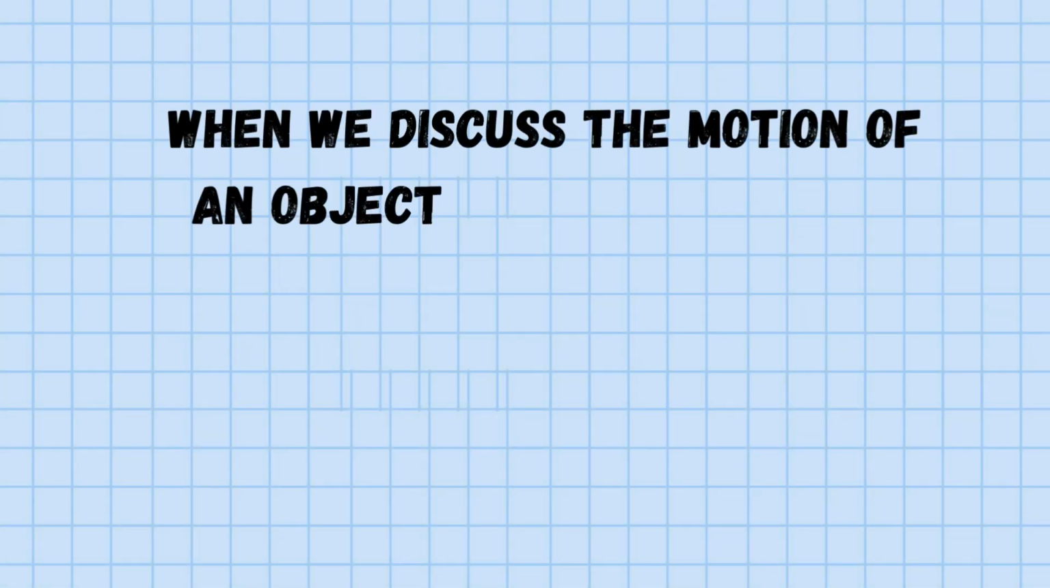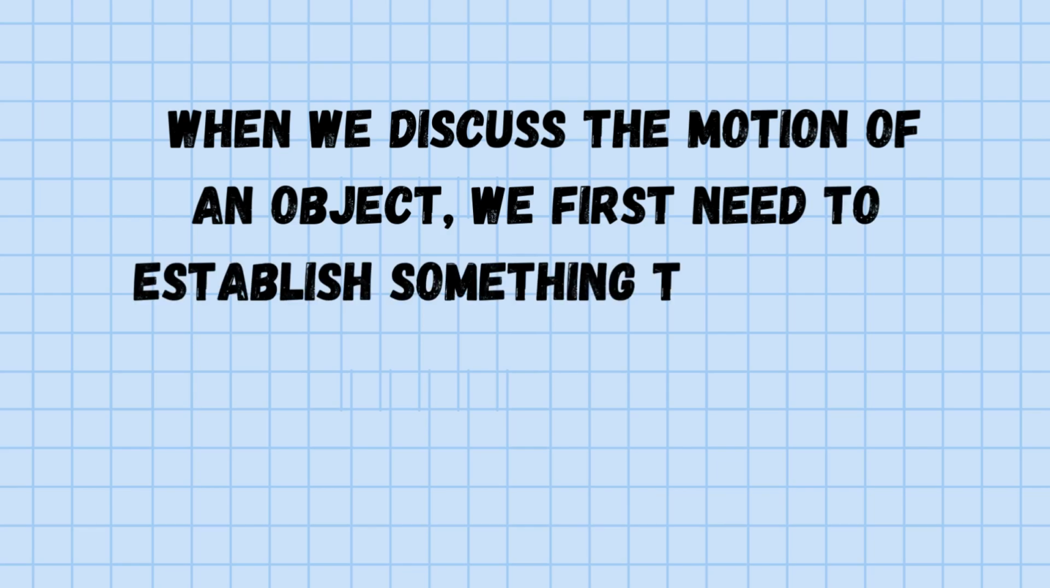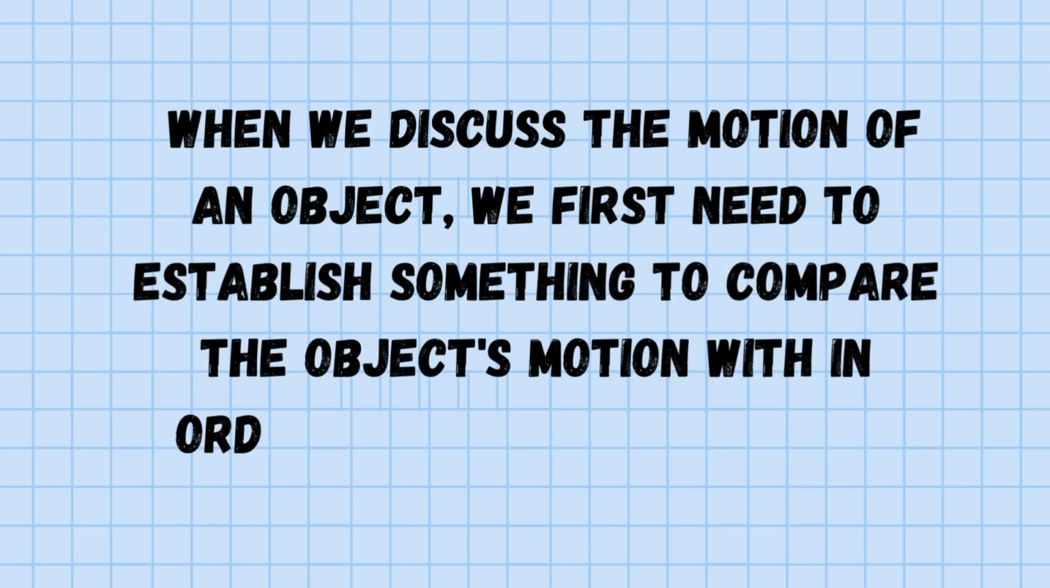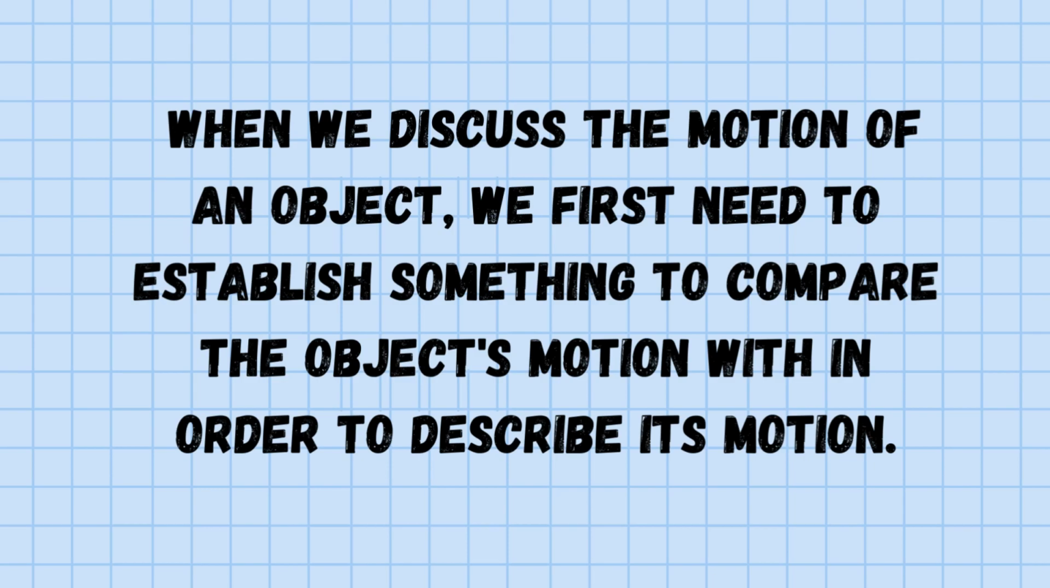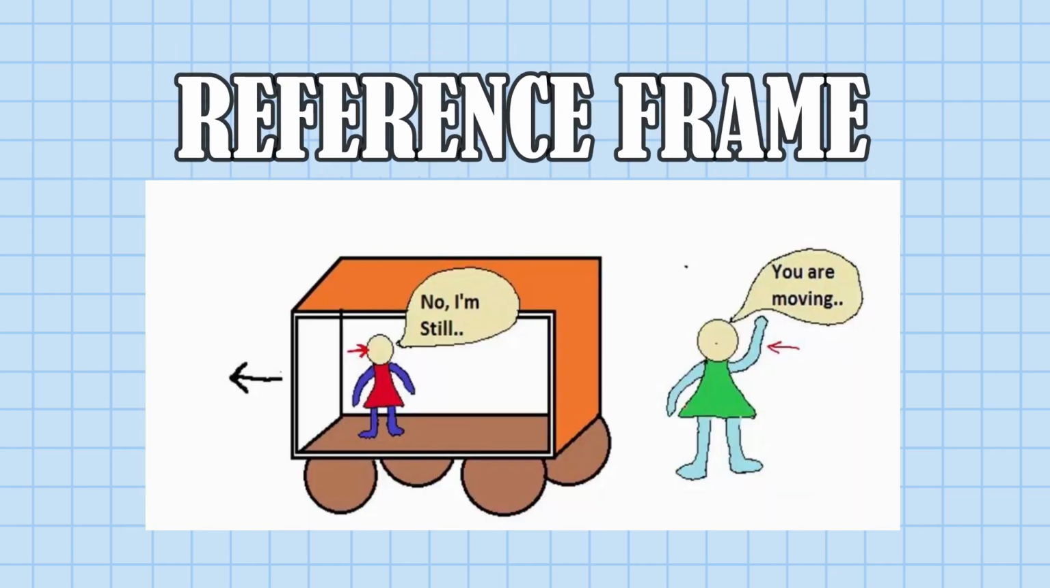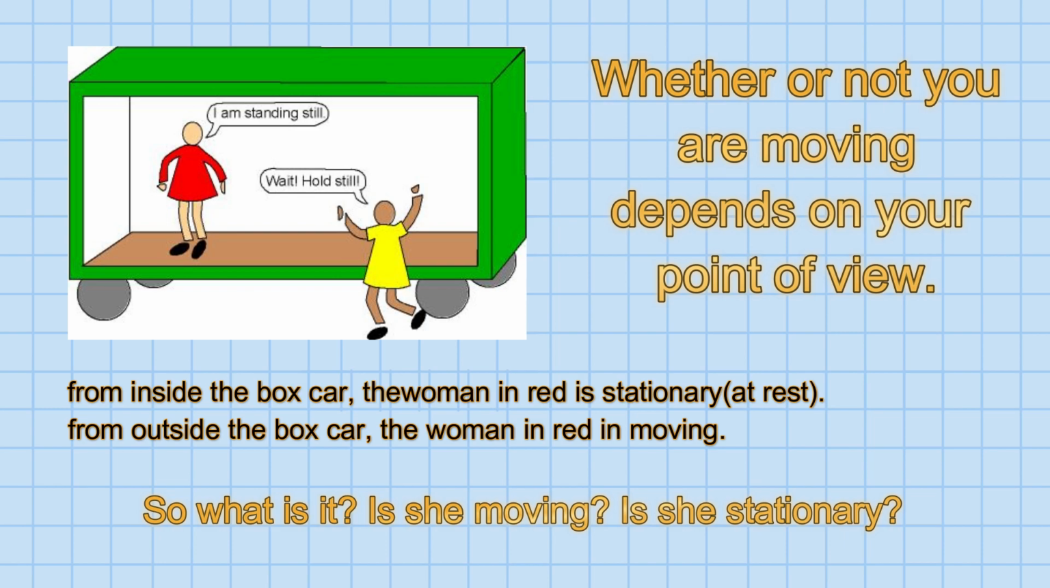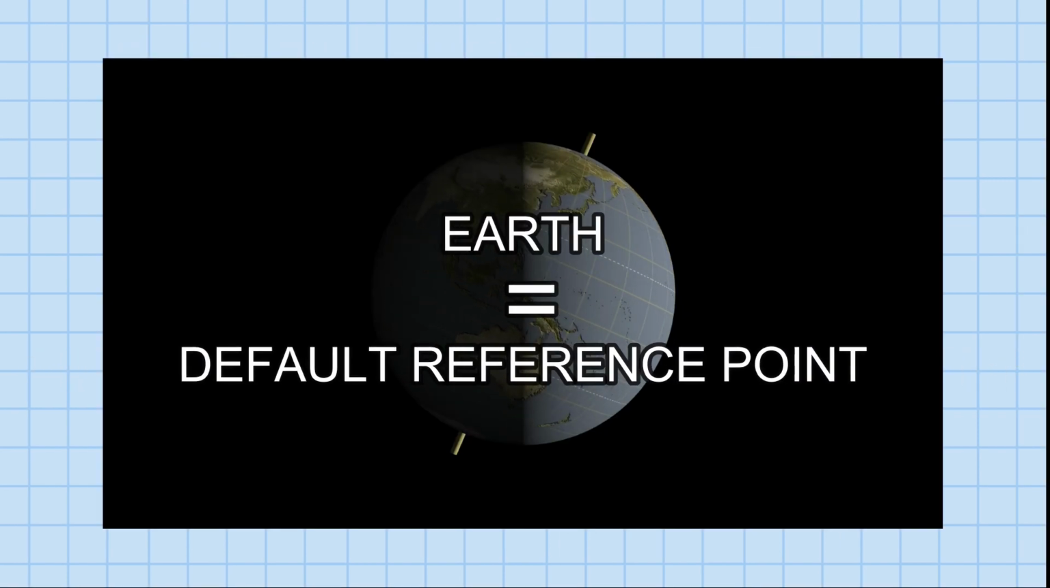But first, when we discuss the motion of an object, we first need to establish something to compare the object's motion with in order to describe its motion. To describe the velocity, speed, or acceleration of something, we need to choose a reference frame. A reference frame is a set of coordinates that we use to describe the position and motion of an object. In many cases, Earth serves as our default reference frame.